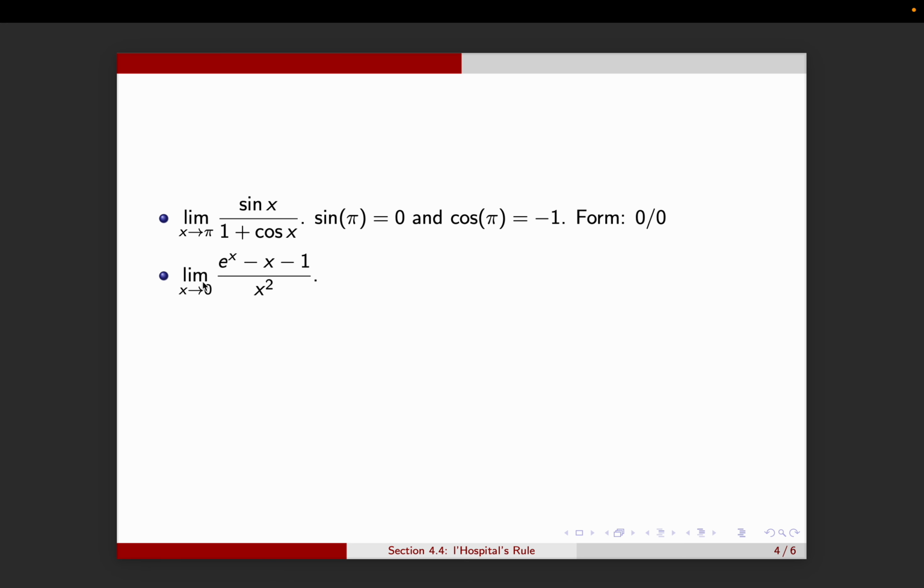This next limit here with an e to the x in it, if you plug in 0 for x, e to the 0 is 1.